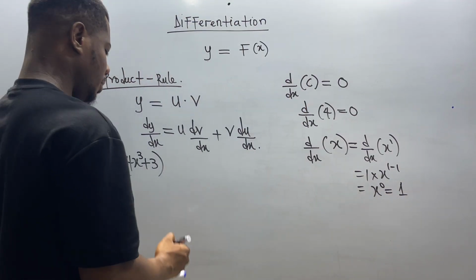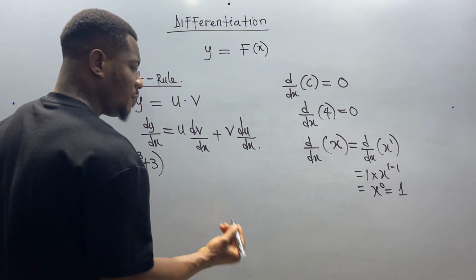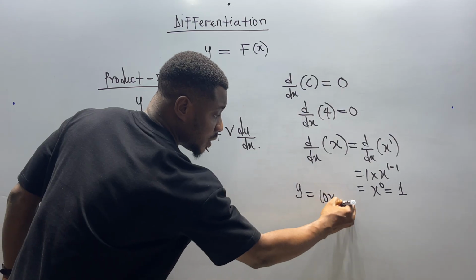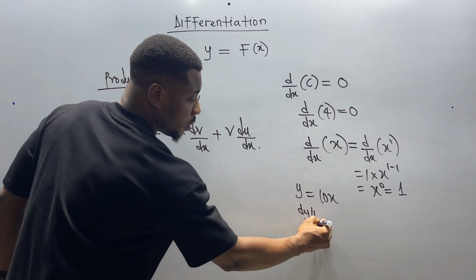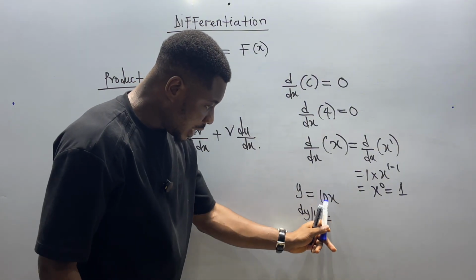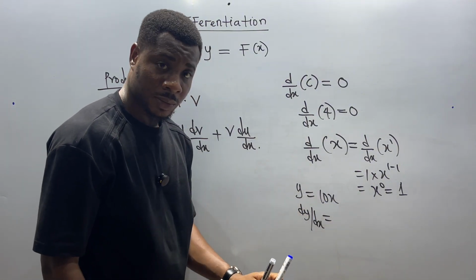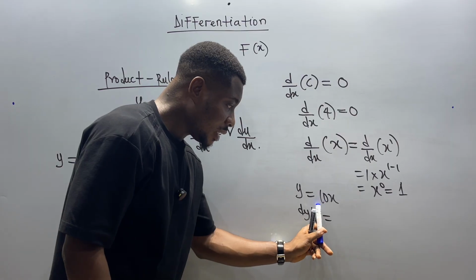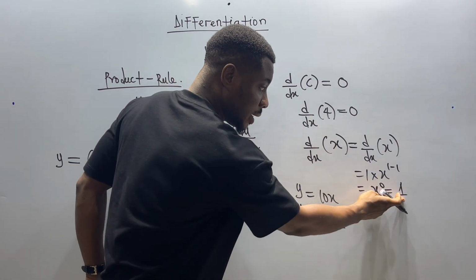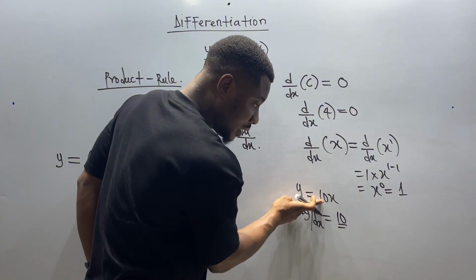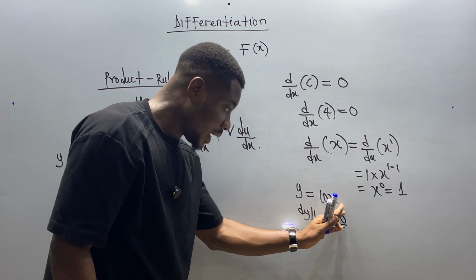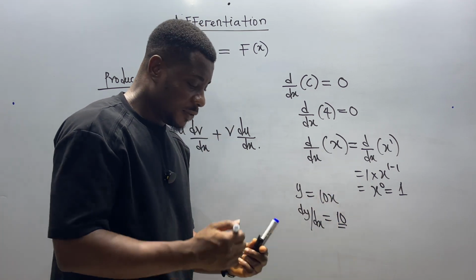Now, what this means is, let's say I have y is equal to 10x, for instance, and I want to look for dy over dx. If I differentiate x, I'm going to get 1. Remember, we'll be left with 10. So if I differentiate 10x, I'm going to have 10, because anytime we differentiate x, we get 1. Then the 10 is attached to the x. So it means if I differentiate 10x, I'll get 10.